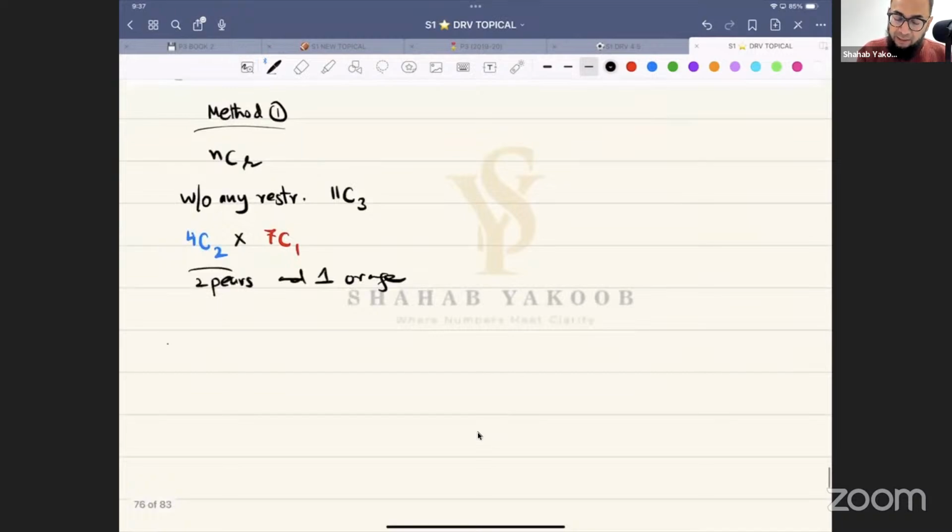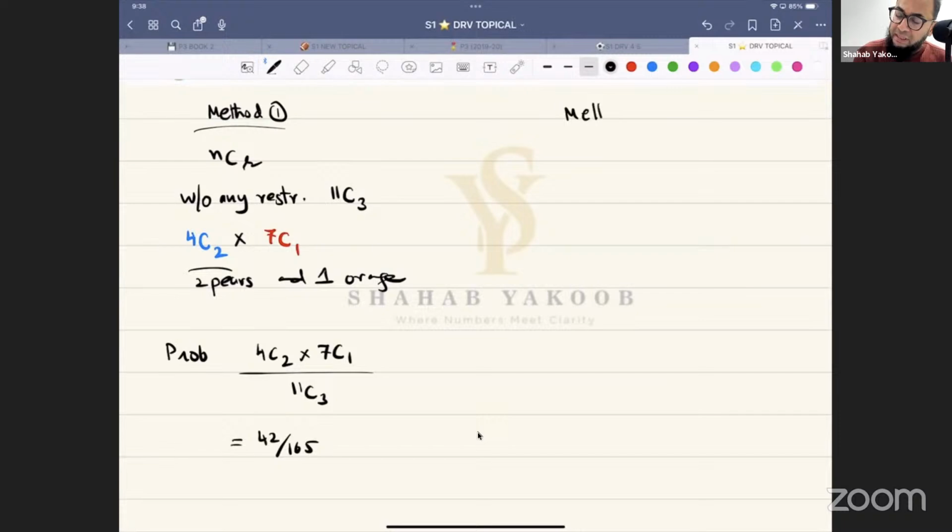So basically the probability is 4C2 into 7C1 divided by 11C3, and this comes out to be 42 over 165. I'll just show you the mark scheme in a short while.